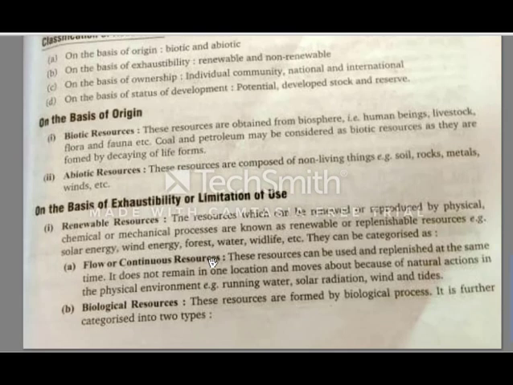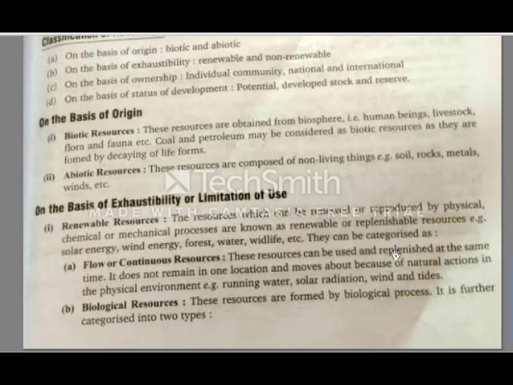First, flow or continuous resources. What are flow and continuous resources? Let's see. These resources can be used and replenished at the same time. They do not remain in one location and move about because of natural action in the physical environment, that is running water, solar radiation, wind and tides.